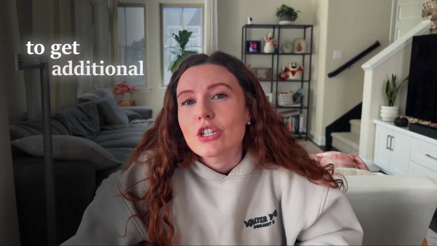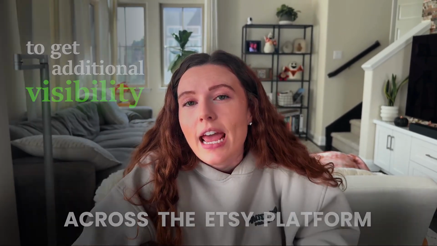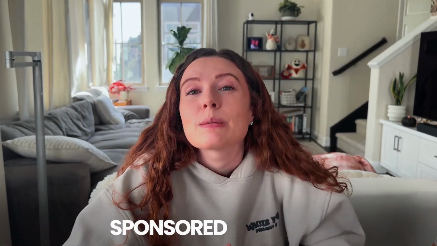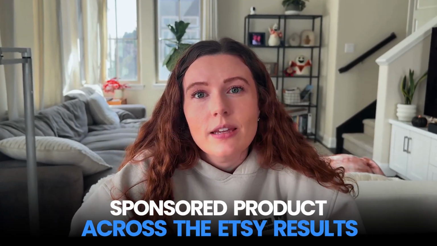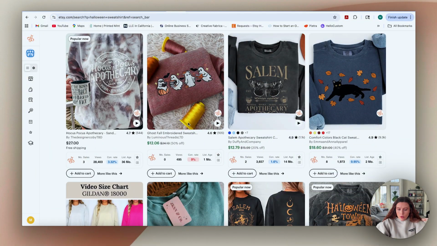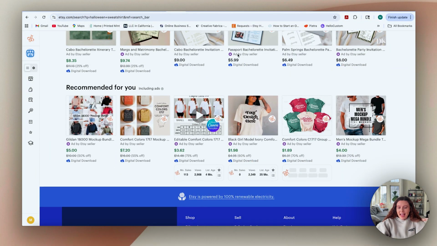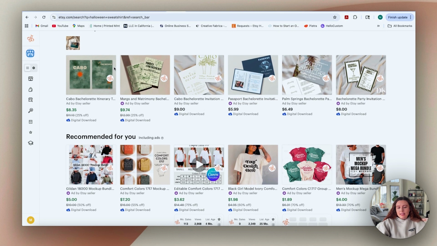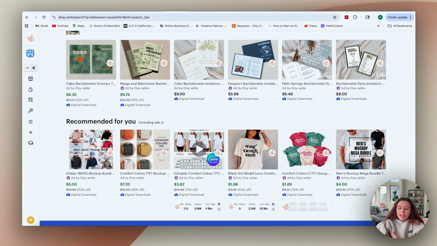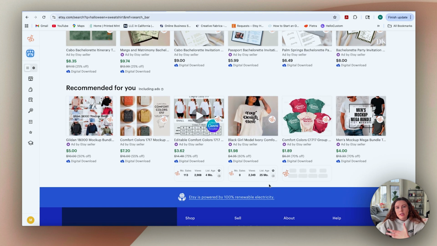Etsy ads is a feature that you do not have to opt into, but if you would like to get additional visibility across the Etsy platform, you can. And what this allows you to do is show up as a sponsored product across the Etsy results. So, for example, if you are scrolling through Etsy and you come across something that says ad by Etsy seller, that means that that person has ads turned on in their account. So that way they're boosting their listings to show up more for people like myself that might be searching for similar types of products. So when you are running an ad, Etsy is going to make sure to put you in different placements that supports getting more impressions and more views and more clicks and hopefully more purchases to your shop.